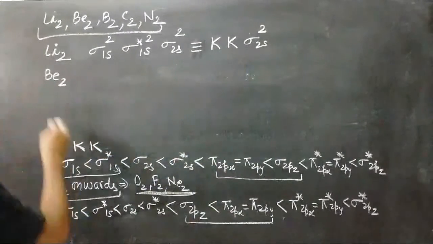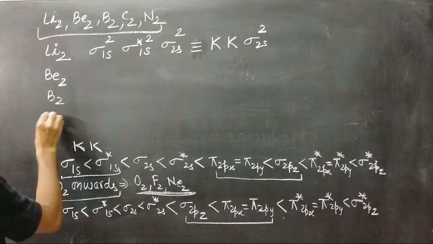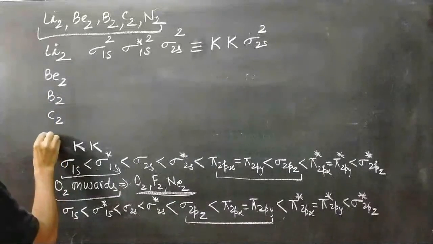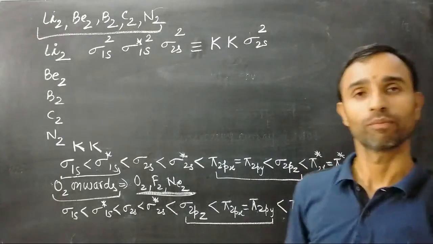Okay, write for beryllium 2, B2, C2 and N2. Just write for that. So leave it here.